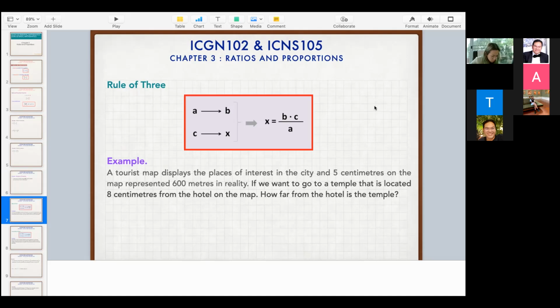Two that are proportional to one another, and a third. From these three, we figure out the fourth value. So in this rule of three, we need three values, A, B, and C, and we want to find X from these values.